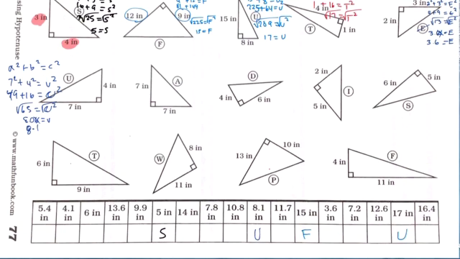Okay, and 3.6 is an E. T was 4.1, I think. Letter T, right there.